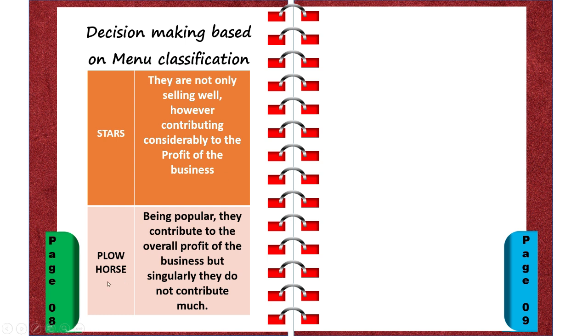The second one is the plow horse. This category is popular. They contribute to the overall profit of the business, but singularly they do not contribute much. They are popular but not contributing much to the profitability. That category is known as the plow horse category.